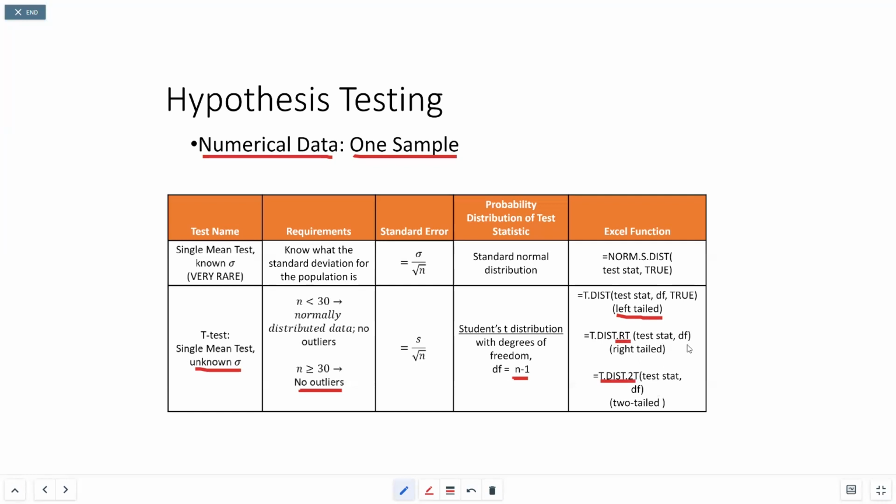Again, the slight difference is if you're getting just a left-tailed test, you have to add the word true. If it's a right-tailed test, it's assumed true, and if it's a two-tailed test, it's assumed true. So there's only the test statistic and the degrees of freedom that you would have to input here. Okay, and that's it for hypothesis testing with numerical data on one sample.